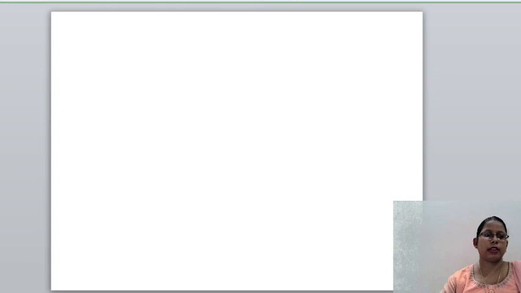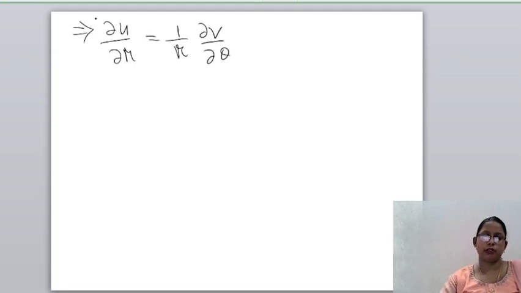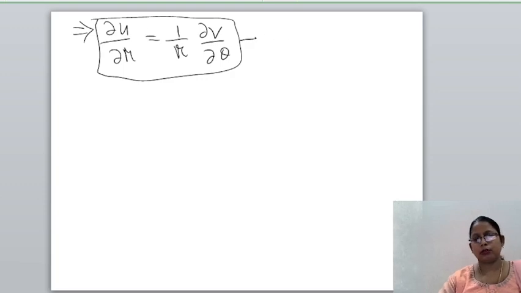So in the next step, this is del u by del r equal to 1 by r del v by del theta. So this is one of the CR equations in polar form. Let us call this equation 5.